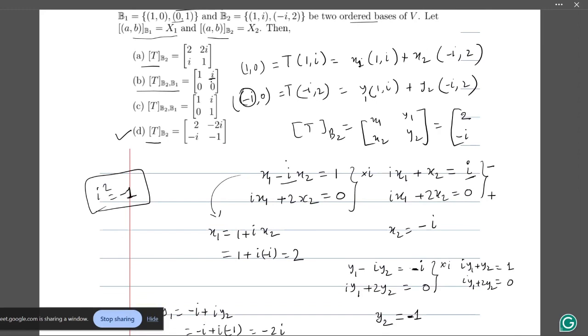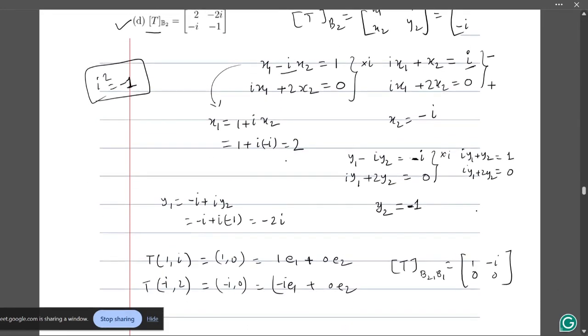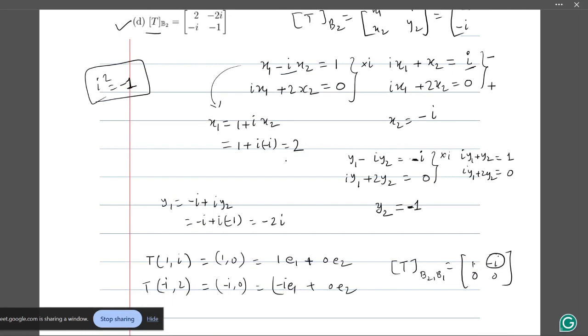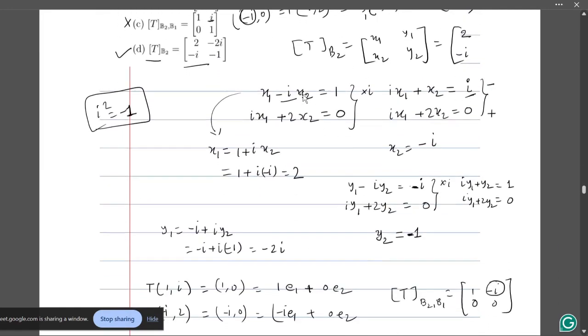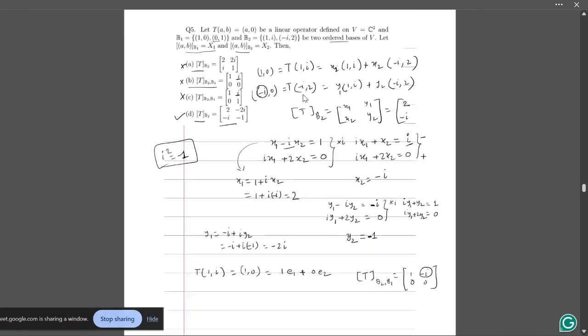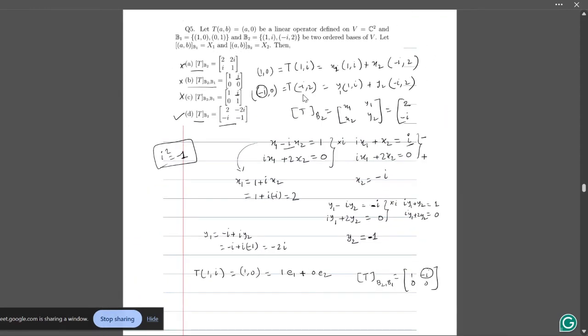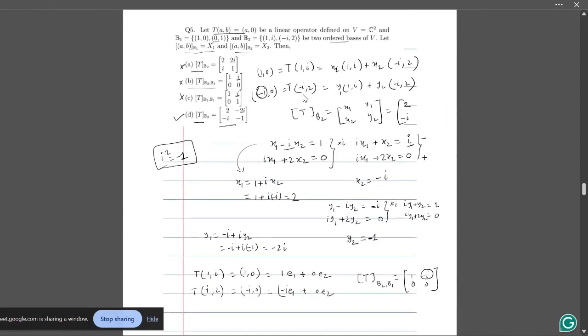Here we are having plus i. Here we are having plus i. And we are getting minus i. So both fail. Both are incorrect. This one is anyway incorrect. We got this one. Everyone understood, na? This question. Yes, sir.